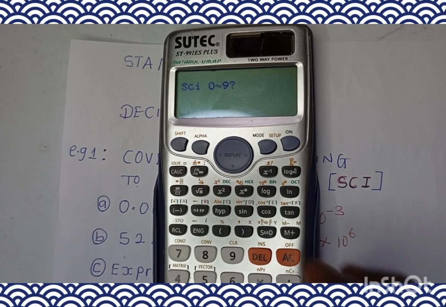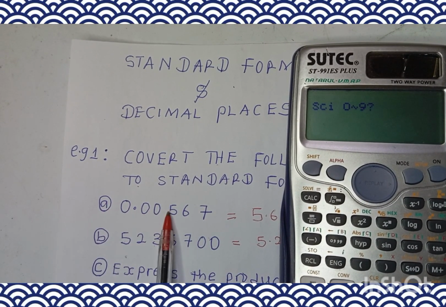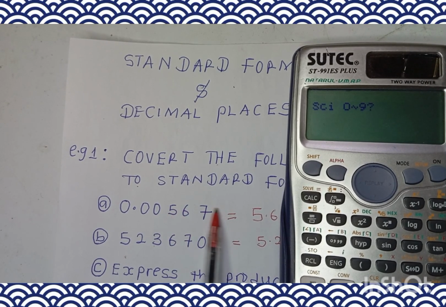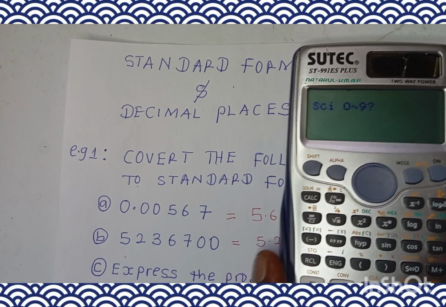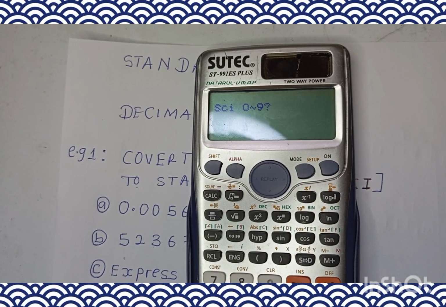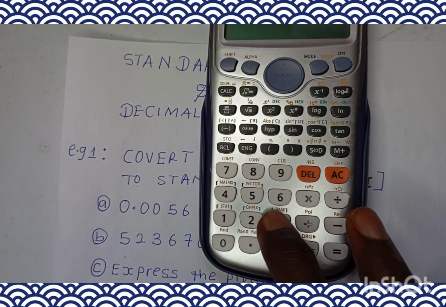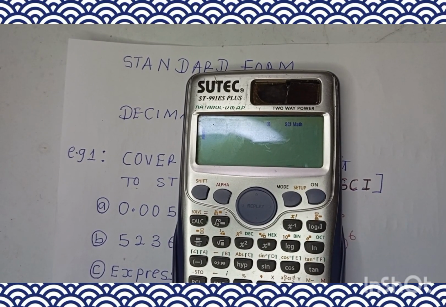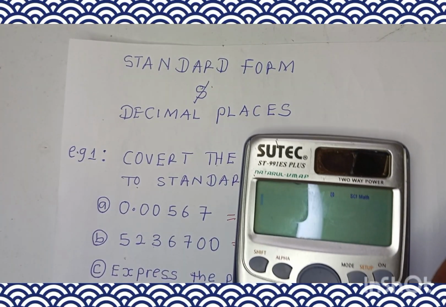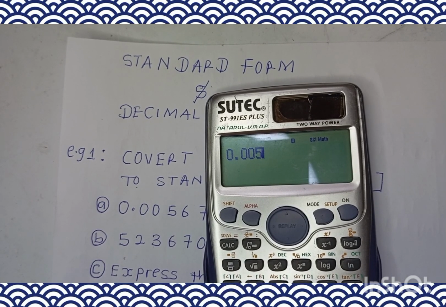This 0 to 9 is how many significant digits you have in your question. As you can see, in A we have 1, 2, 3 significant digits, so you must place it at 3 significant digits. Immediately you see 0 to 9, the next thing you do is hit number 3. Definitely when you hit number 3, everything will clear. Then you can put the number you want to convert to standard form, which is 0.00567. That's it, equal to.